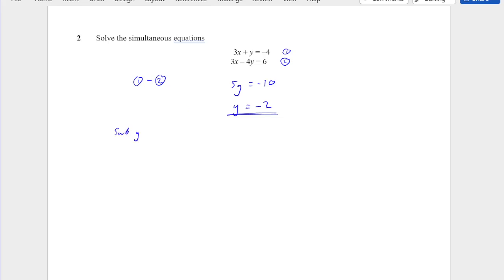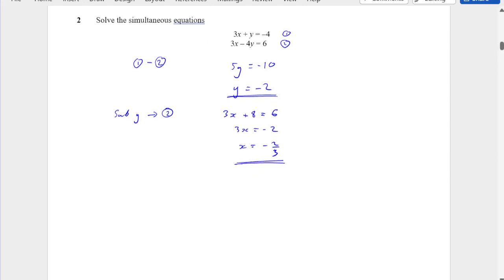into one of my original equations, and I'm going to go for equation 2. So 3 lots of x minus 4 times minus 2 becomes plus 8 is equal to 6. So minus 8 from both sides, 3x would be equal to minus 2, and then divide both sides by 3, x would be equal to minus 2/3.